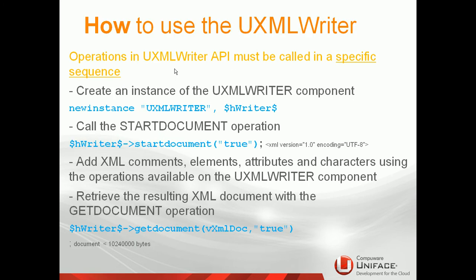So let's have a look at how to use the UXMLWriter. To generate customized XML data, you need to use the operations available from the UXMLWriter component API. For each XML document you want to generate, create an instance of the UXMLWriter component, and here's an example of how to do that. The start document operation must be called before any other operation on the UXMLWriter instance.